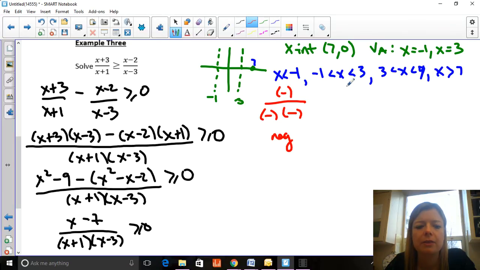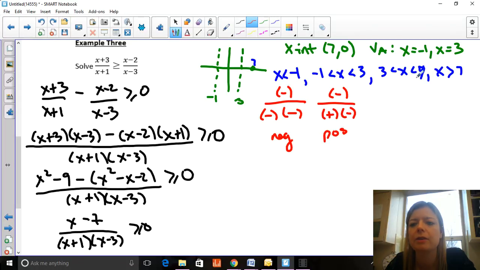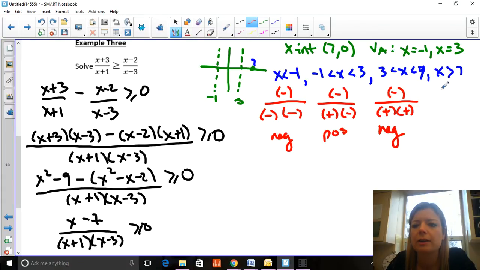Okay, between -1 and 3, on the top, I still have a negative number. x plus 1 now becomes positive, but this x minus 3 is still negative. So now I have a negative over a negative, positive interval. Life is fantastic. Okay, between 3 and 7, this x minus 7 will still be negative. x plus 1 is positive, and now x minus 3 is positive since all our values are above 3. So negative over positive is a negative interval. Greater than 7, everybody's happy now. Everybody's positive. So that's a positive interval.